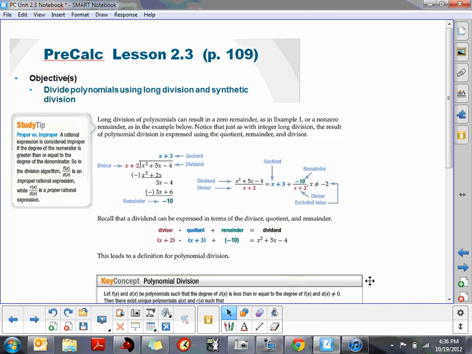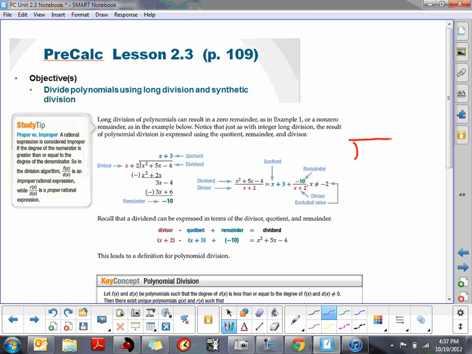Okay, in part 2 of lesson 2.3, we're still dividing polynomials using long division. All they're saying in this example is that you don't always have to get a remainder of 0. Sometimes you get a non-zero remainder. So we're going to plug this back into just a couple of really simple examples.